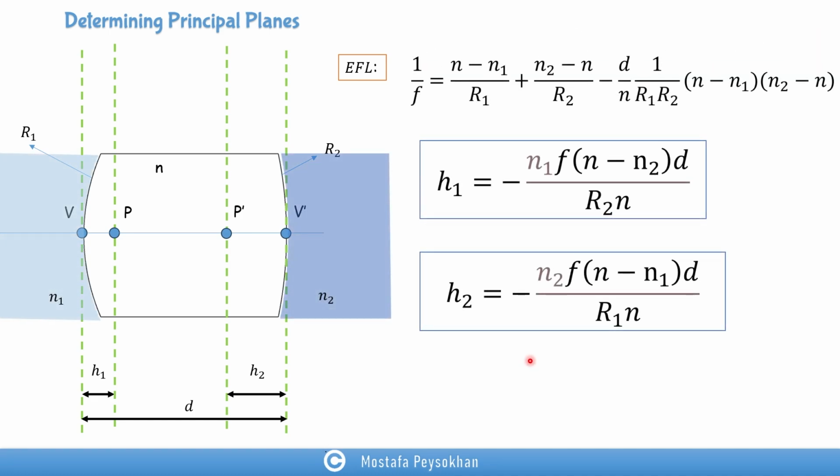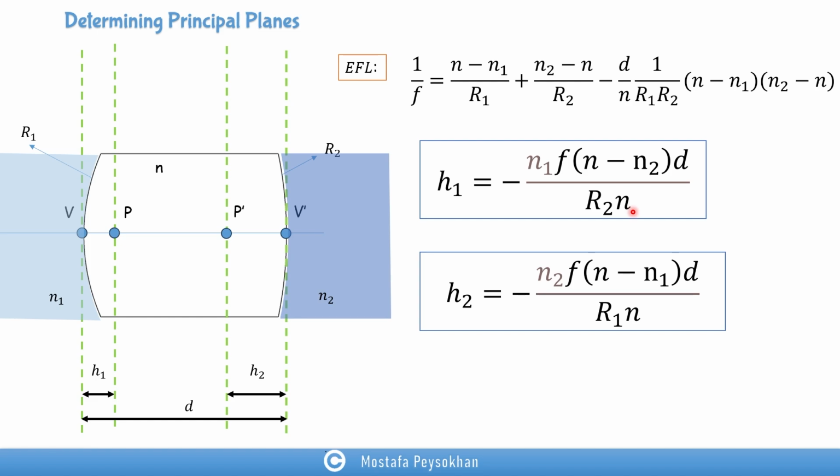Now for a lens with two refractive indices on both sides, first you find effective focal length using this big equation, and then for H1 you have to put N1 times F, and for H2 you have to put N2 times F, and the rest of the equation is like this. So we have some difference between these two equations that we need to keep in mind.